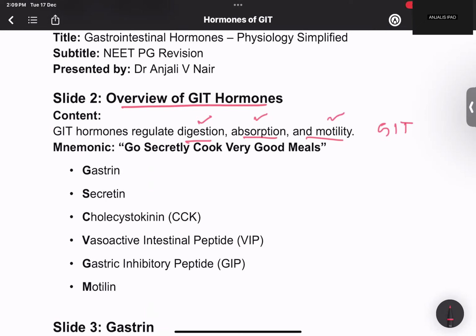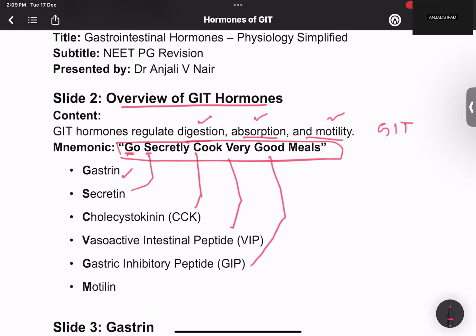Here's an easy mnemonic to remember all the major GIT hormones. It says: Go Secretly, Cook Very Good Meals, where G stands for gastrin, S stands for secretin, C for cholecystokinin, CCK, V for vasoactive intestinal peptide, VIP, G for gastric inhibitory peptide or GIP, and M stands for motilin.